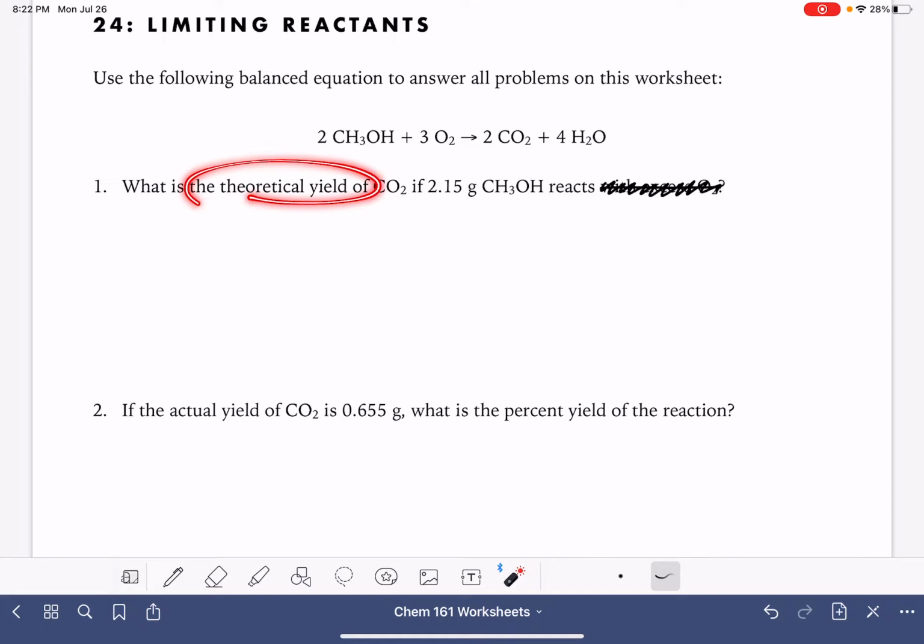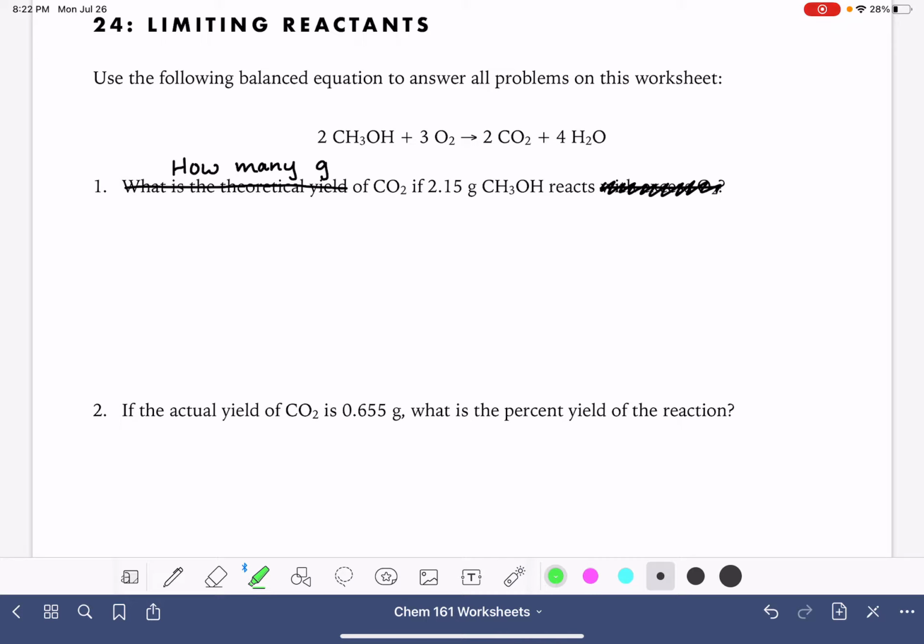Theoretical yield is another way of asking us how many grams. So when you see what is the theoretical yield, that's just a fancy way of saying how many grams of CO2. We call it a theoretical yield because it is representing, hypothetically or theoretically, if everything were to go perfect, if there were no mistakes and nothing bad happens, what's the mass, the grams of CO2 that we're going to make. So when you see theoretical yield, just interpret that as how many grams.